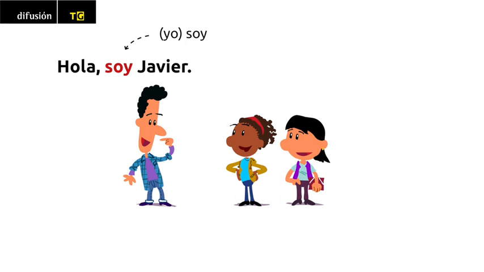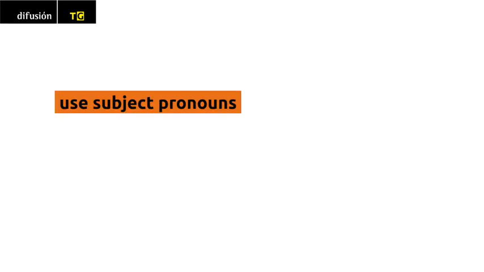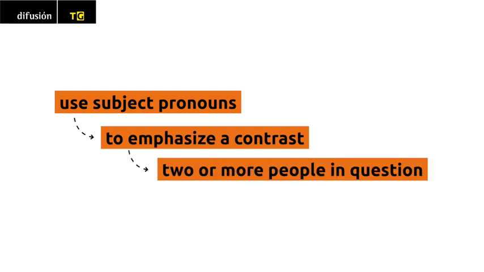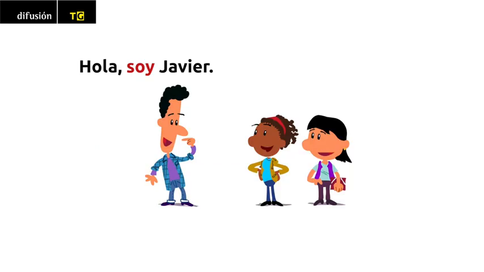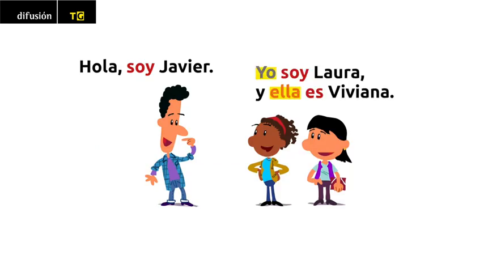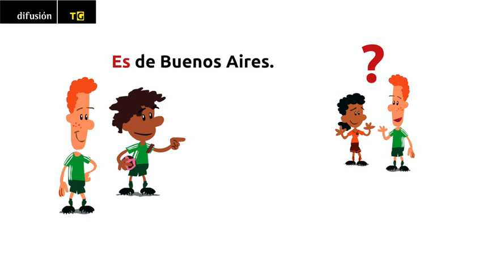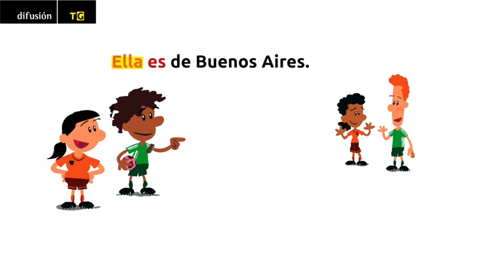say yo. However, there are times when it is appropriate to use subject pronouns in Spanish. Use subject pronouns to emphasize a contrast when there are two or more people in question. Hola, soy Javier. Yo soy Laura y ella es Viviana. Or when not using the subject pronoun could potentially lead to confusion. Ella es de Buenos Aires.